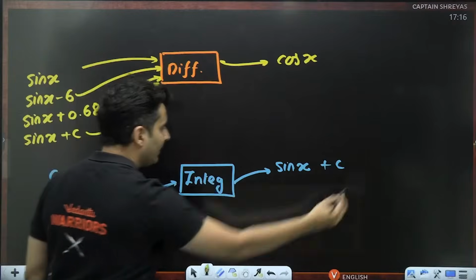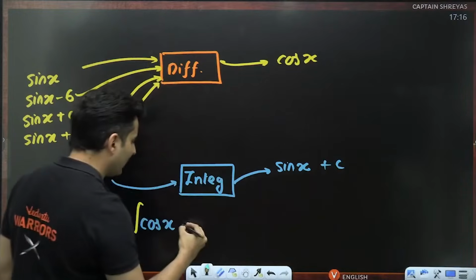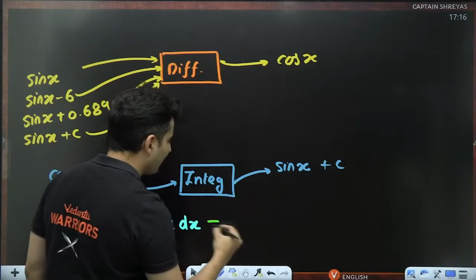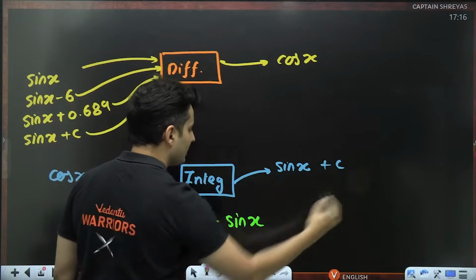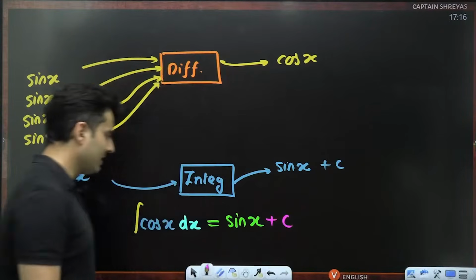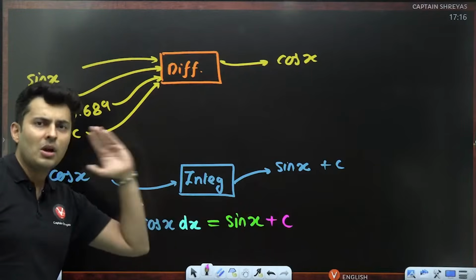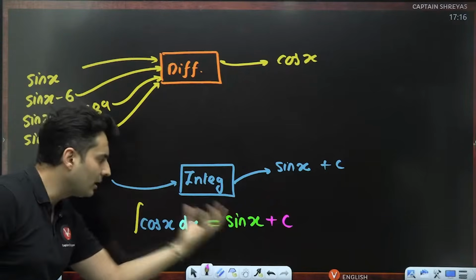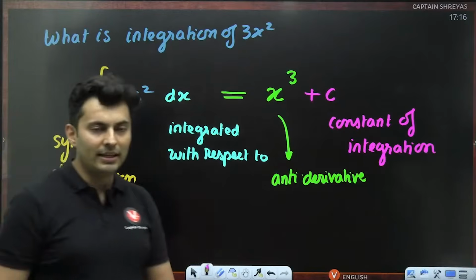I want to integrate it. So integral like this. With respect to what? With respect to dx. Then I will get the final answer. What is the final answer? The final answer is sine of x. And yes, there is a constant of integration, which is plus c. So this is how I will write this problem, which I had described in words or in this diagram. I'll convert it into a mathematical symbol or equality.